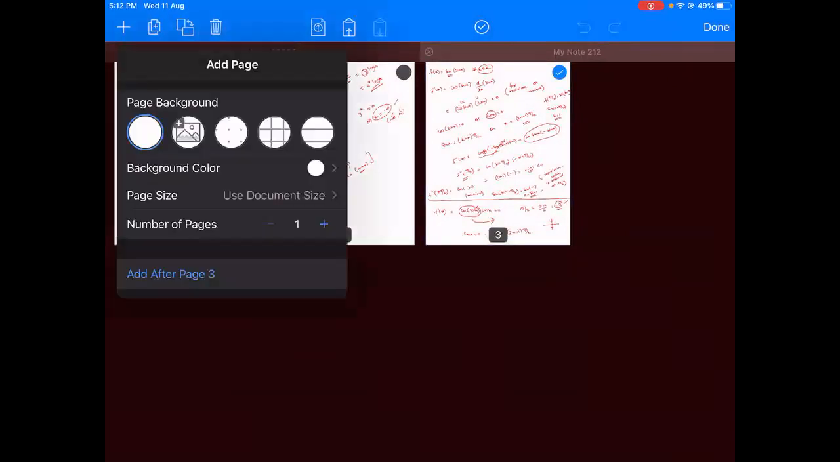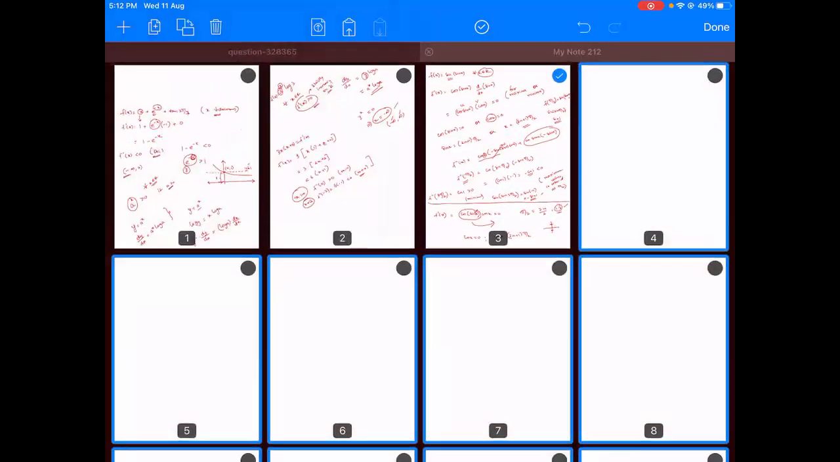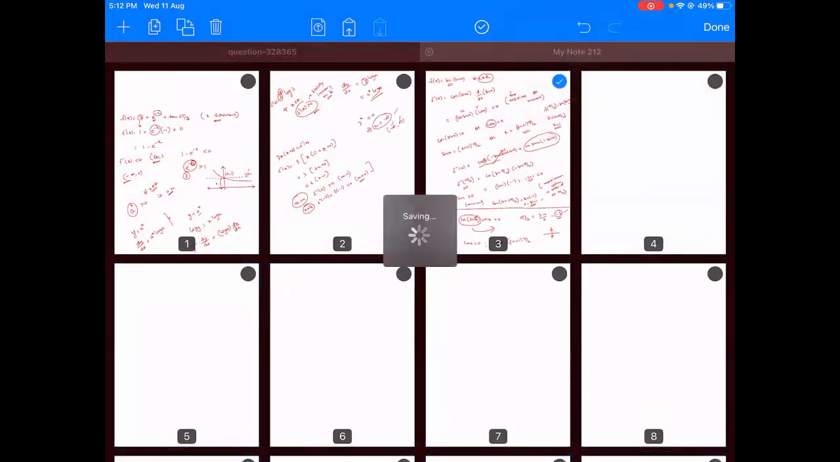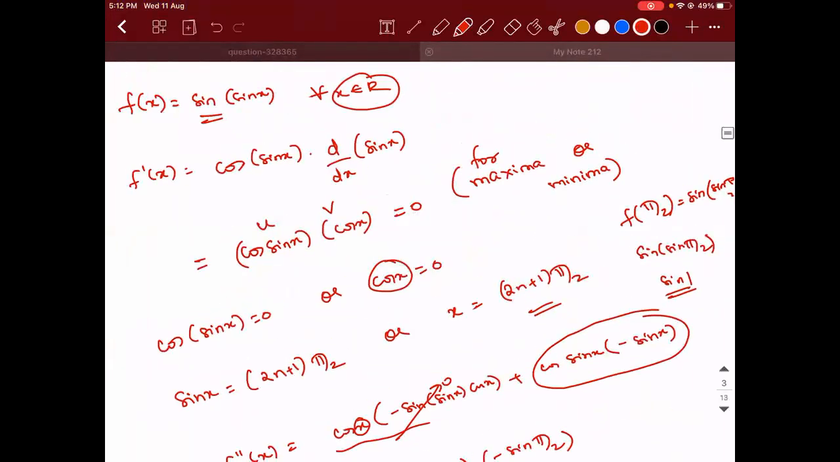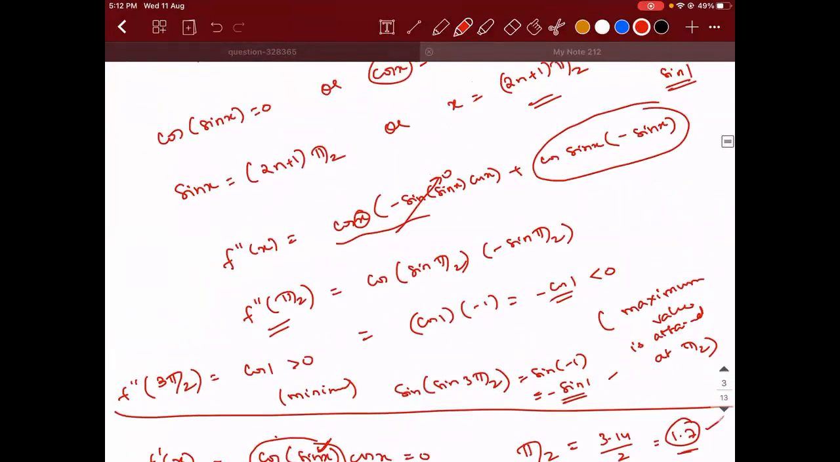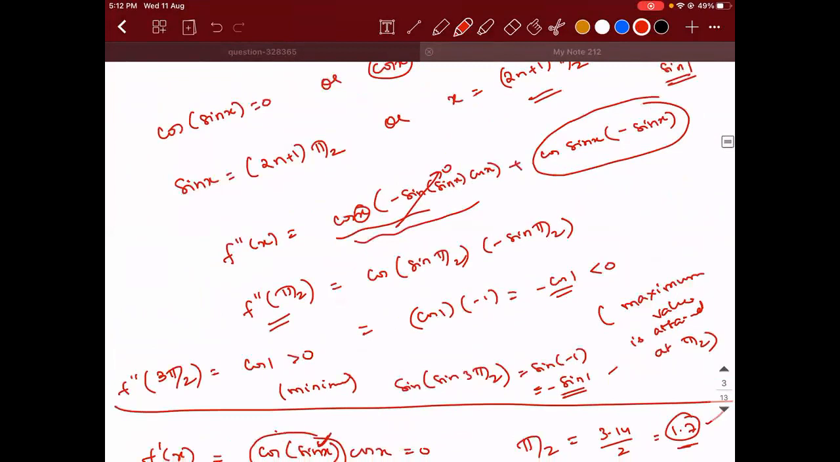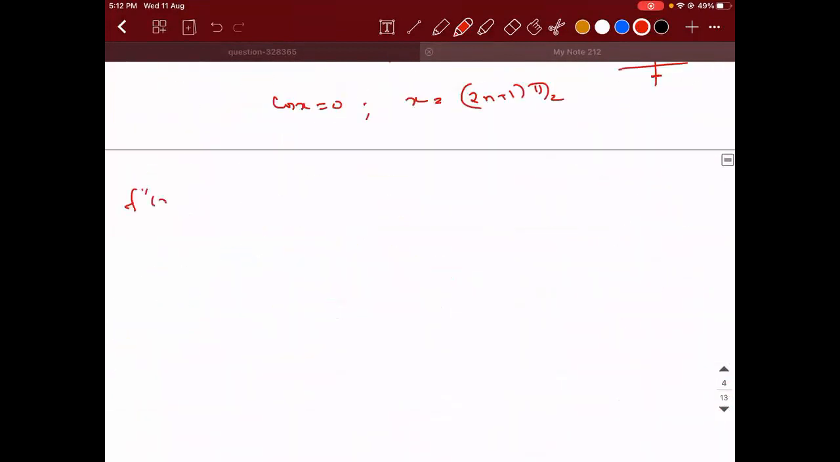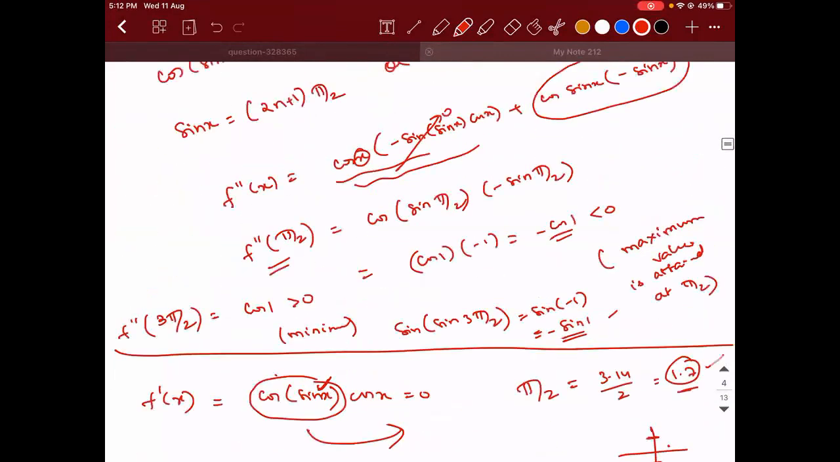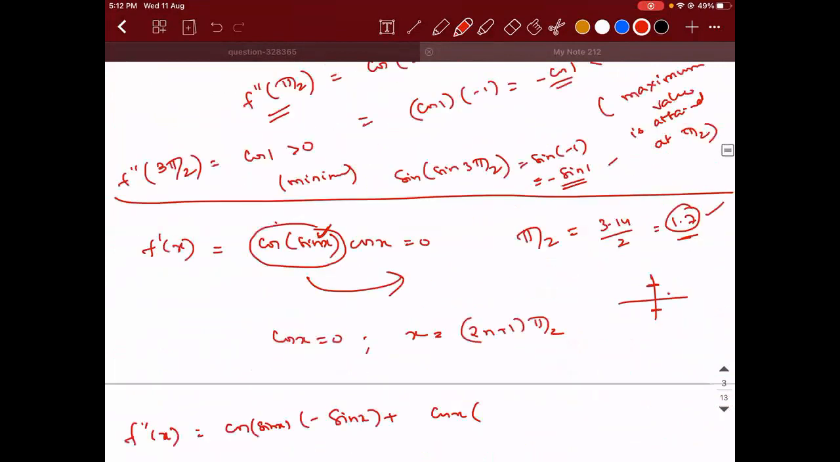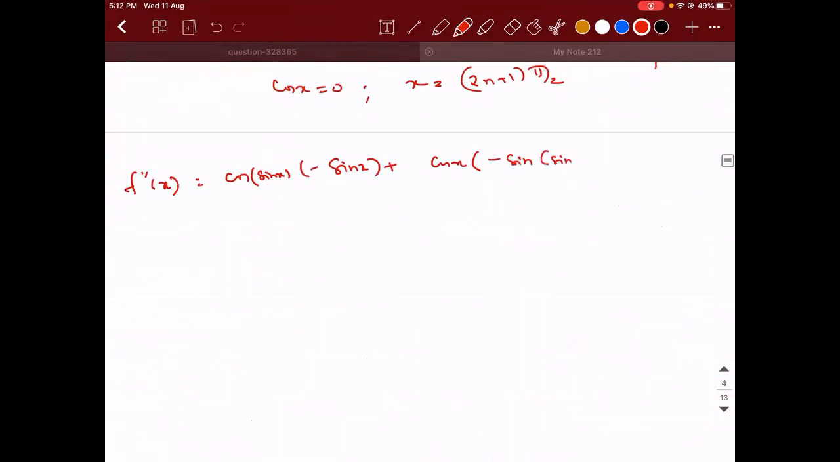Cos of sin x into minus sin x. When I write, you tell me, please. Cos of sin x into... this is the biggest thing. Cos of sin x. Now tell me. F double dash of x is equal to cos of sin x into minus sin x, plus cos x into minus sin of sin x into cos x. So we applied the chain rule, so we got this.